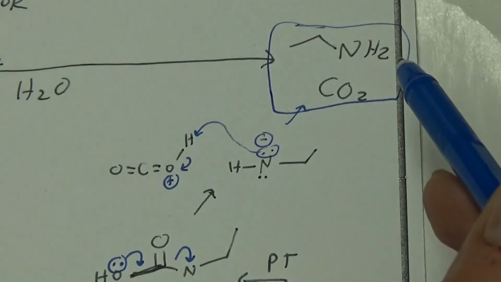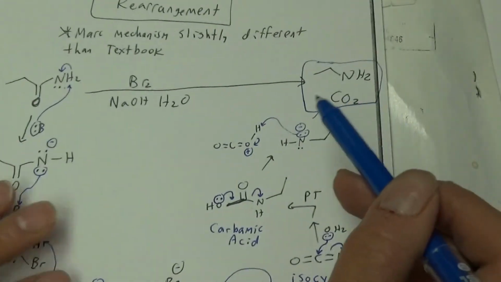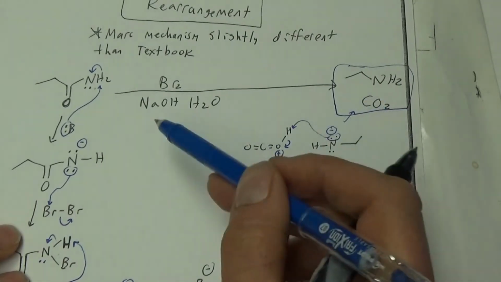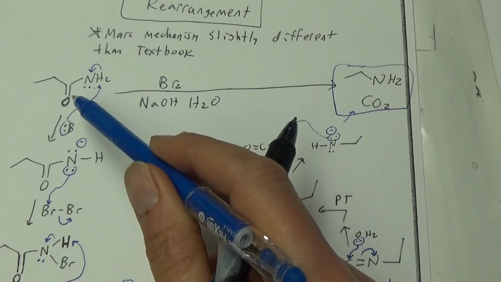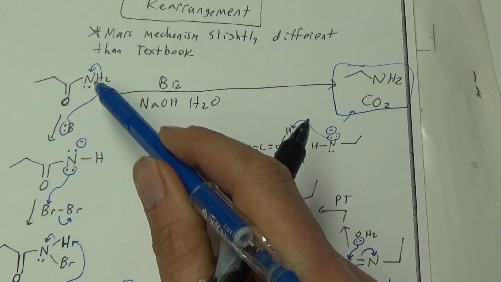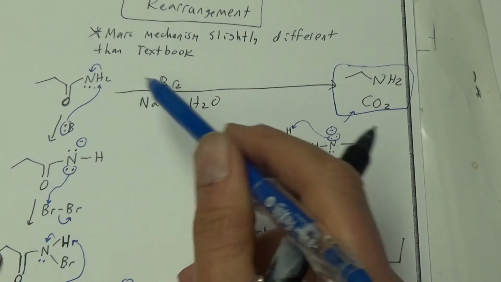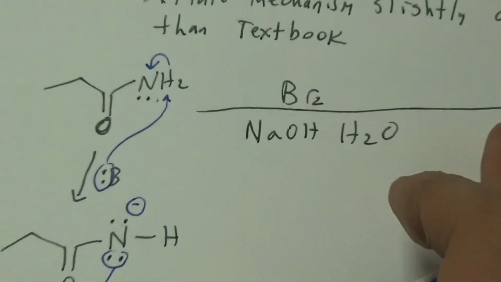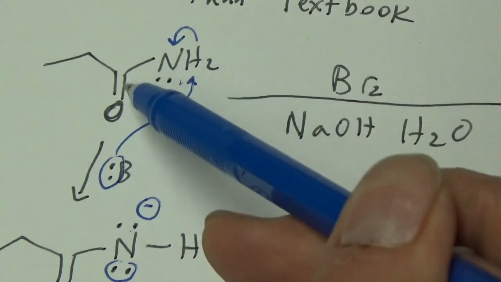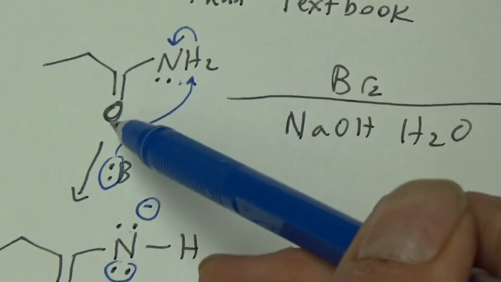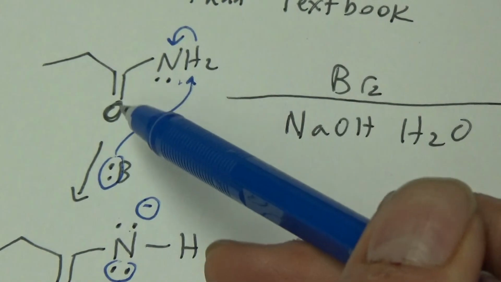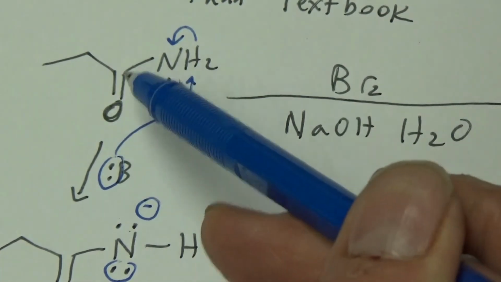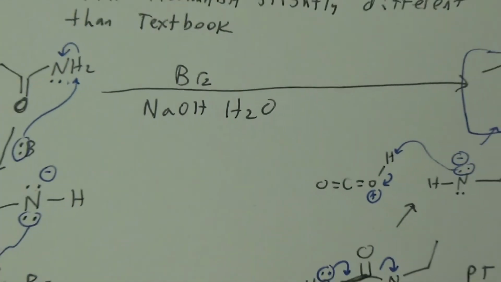And the net effect of the Hoffman rearrangement is loss of CO2, and the nitrogen, if you think about it, those two atoms just go away. But it's through a complicated mechanism. Okay, that's the Hoffman rearrangement.